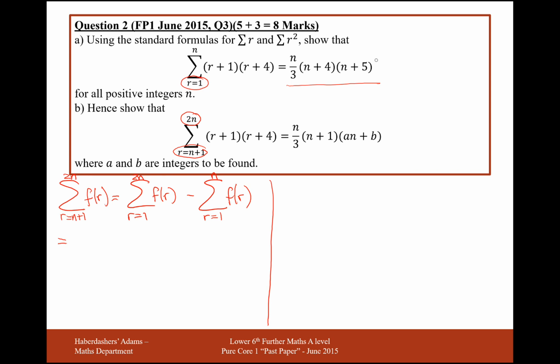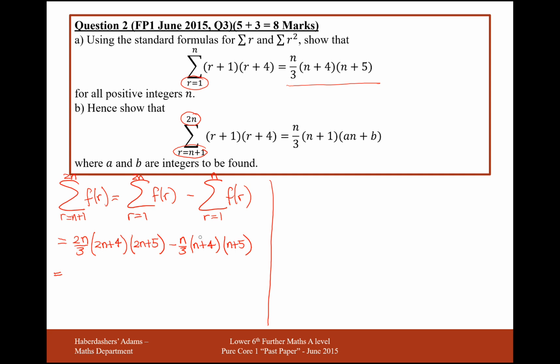So now we can use our formula here for 2n and for n. For the first one, wherever we see an n, we're going to be plugging in a 2n. So it's going to be 2n over 3, (2n+4)(2n+5). And then we're going to subtract our summation up to n. So that's going to be n over 3, (n+4)(n+5).